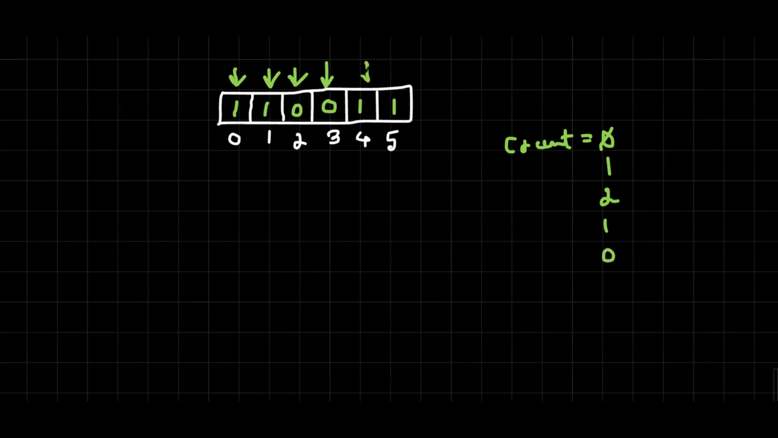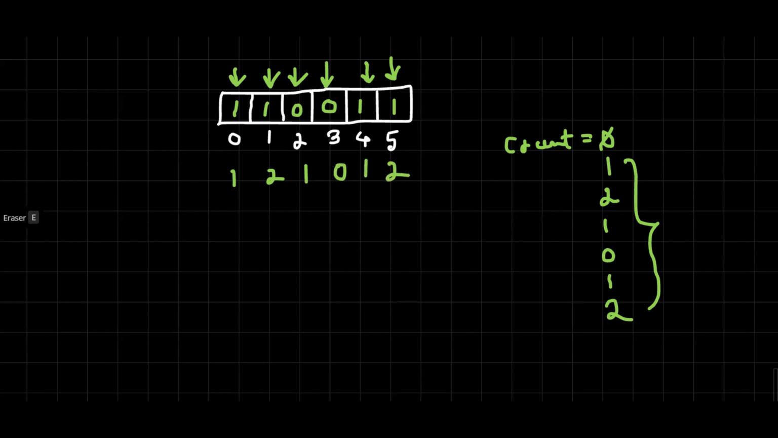Now for this position, it has 1. So we have to increase the count value. So it will be 1. Now for this last position, it has another 1. So here we have to increase the count. Now the count will be 2. And we can place these values here. So the counts will be 1, 2, 1, 0, 1, 2.